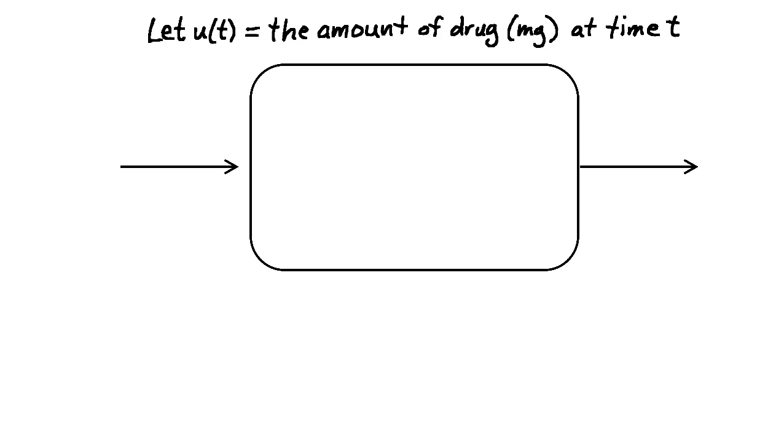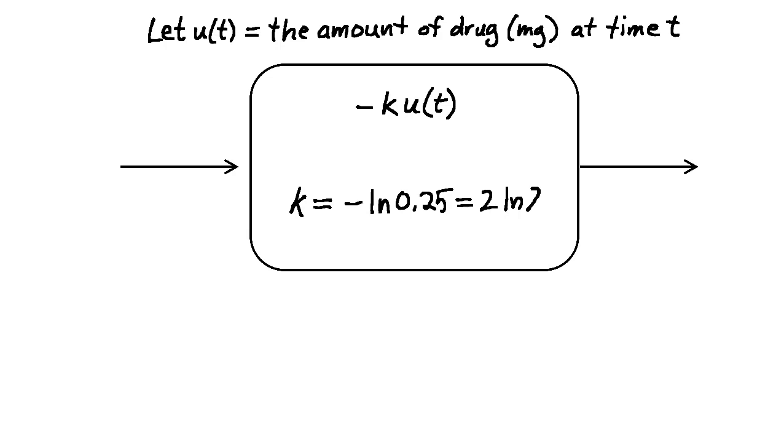The only thing going on inside the system is metabolism. Mirroring our previous work, we'll model metabolism as negative k times u of t, where k is a constant. The negative sign here reminds us that metabolism effectively consumes the drug inside the patient's body. Following from our previous work, we can see that the rate constant k is equal to negative ln of 1 minus 0.75, or equivalently 2 ln 2. We didn't emphasize this before, but k is measured as a number per hour, and so the product negative k times u of t can be measured as milligrams per hour.